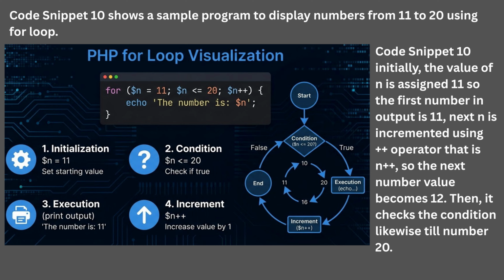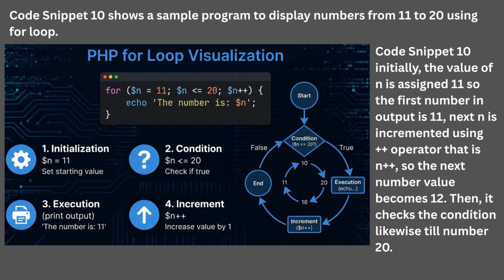After initialization, PHP immediately checks the condition, which in this case is $n less than or equal to 20. Since 11 is less than or equal to 20, the condition is true and the code inside the loop is executed. During the execution step, PHP prints the message, "The number is 11." After printing the value, the loop moves to the increment stage where $n increases the value of n by 1. This means that $n becomes 12.